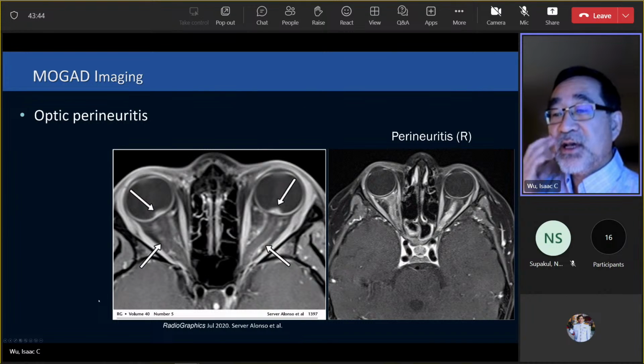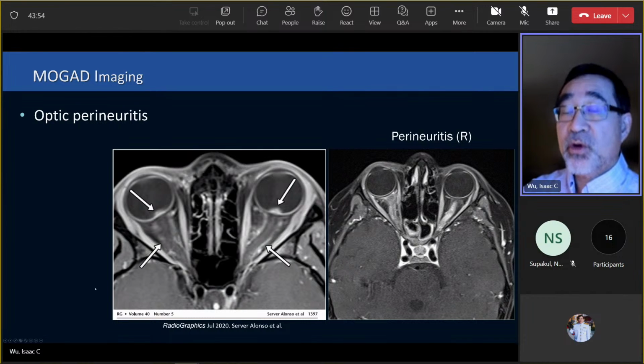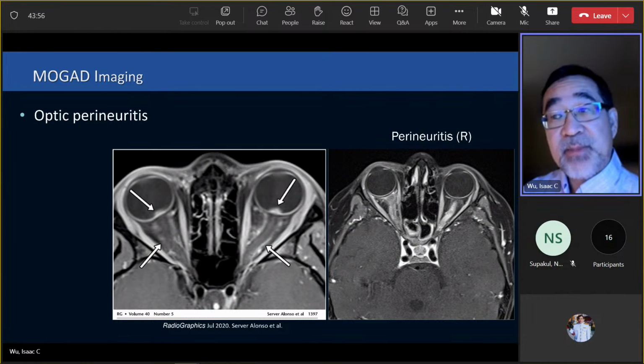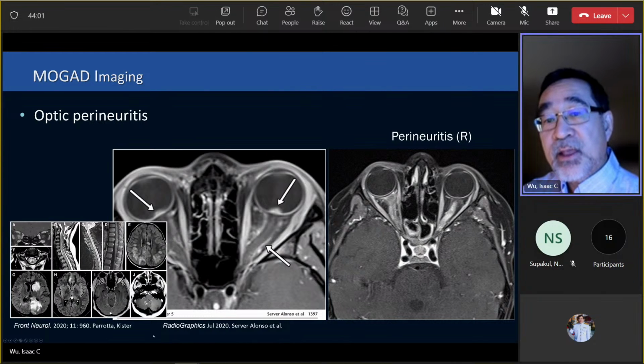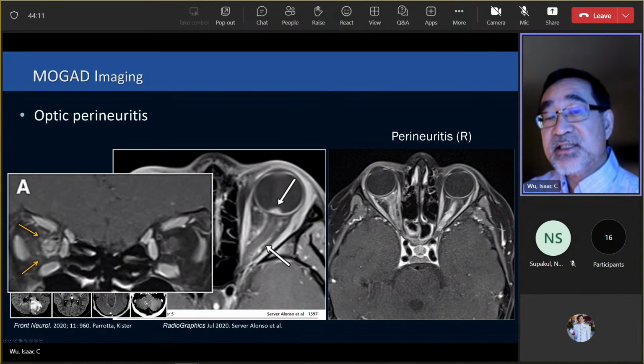This was talked about by multiple papers, this optic perineuritis, as well as bilateral optic nerve involvement, which tends to point toward MOGAD. Of course, it's not pathognomonic, but it's something to think about. There are other more common features, not pathognomonic, that would make you go toward MOGAD as opposed to other demyelinating disease. Again, perineuritis, as pointed out by another paper.